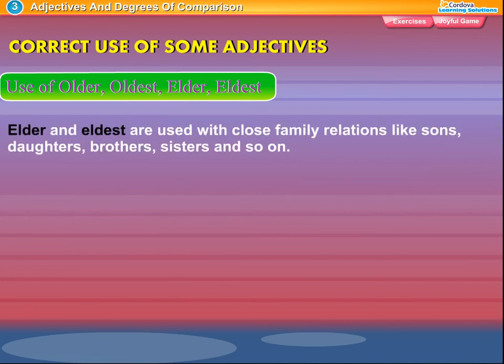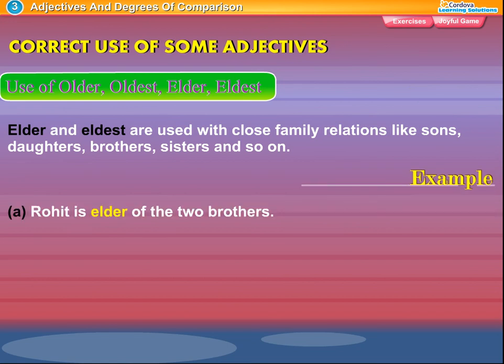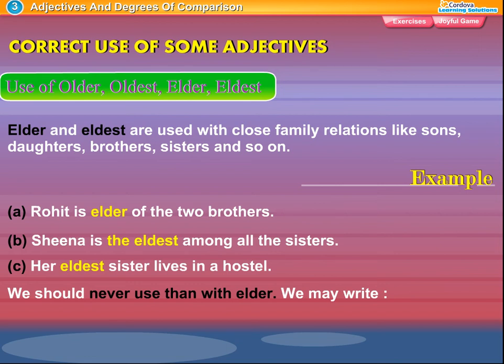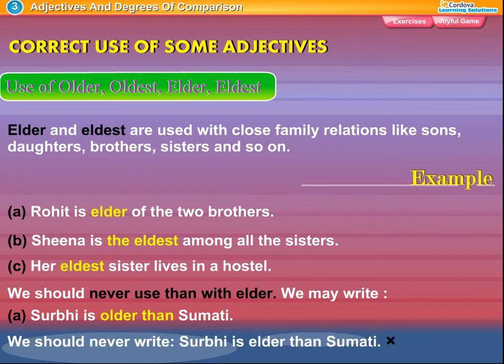Elder and eldest are used with close family relations like sons, daughters, brothers, sisters, and so on. Examples: Rohit is elder of the 2 brothers. Sheena is the eldest among all the sisters. Her eldest sister lives in a hostel. We should never use than with elder. We may write, for example, Surbhi is older than Sumati. We should never write, Surbhi is elder than Sumati.